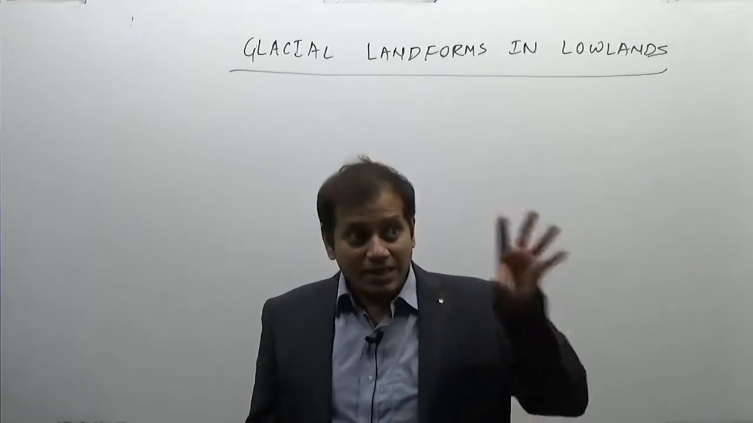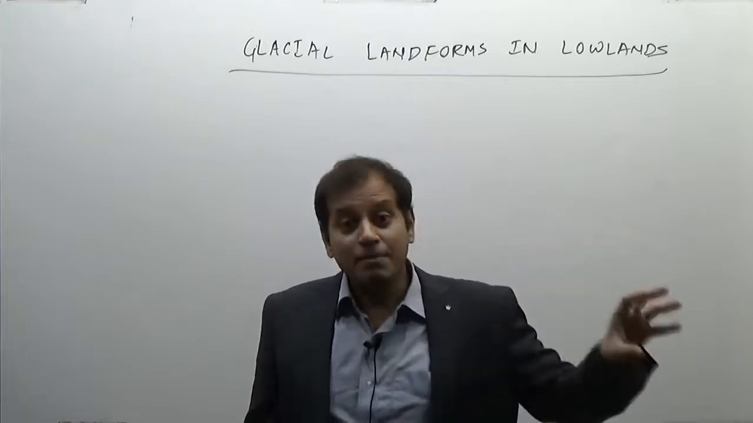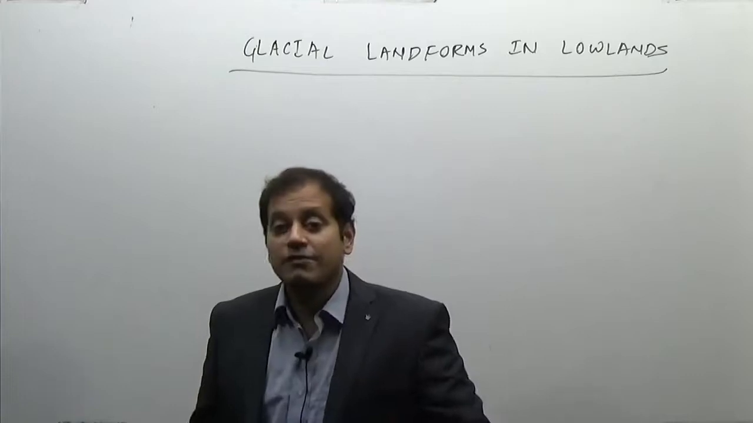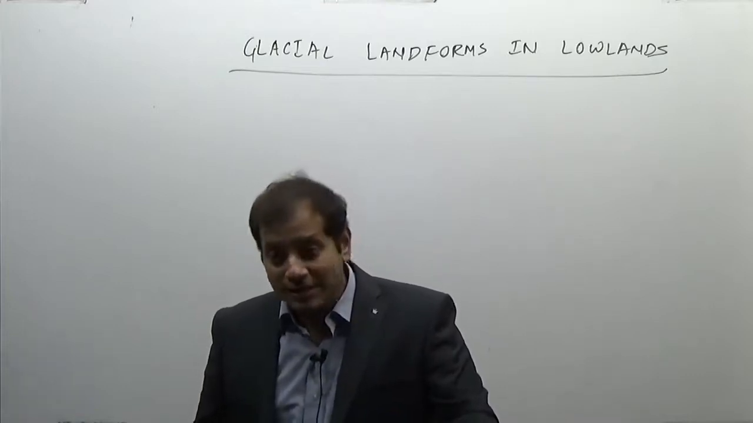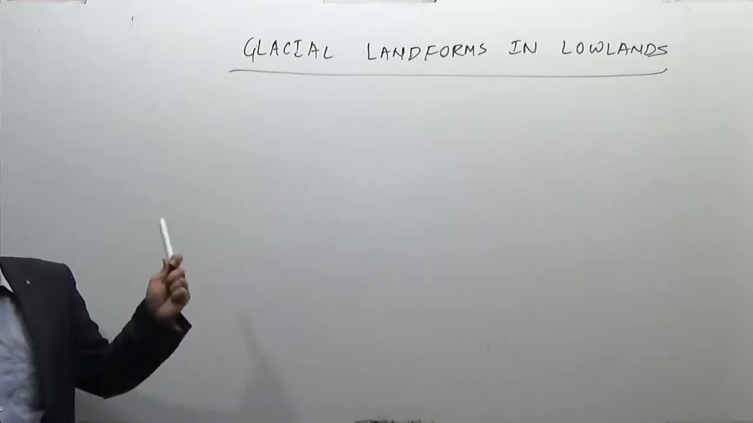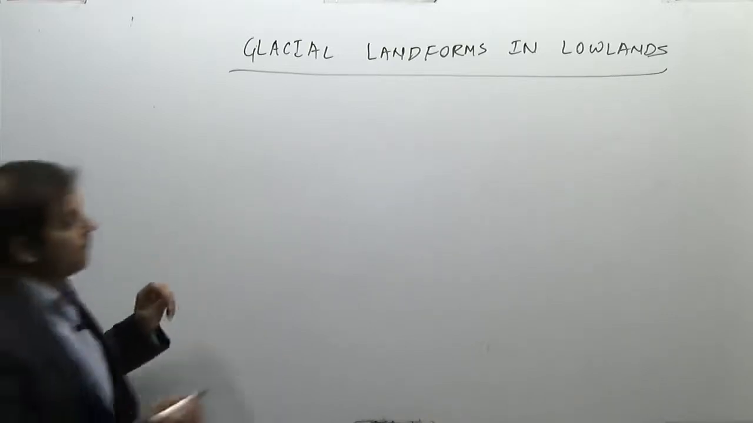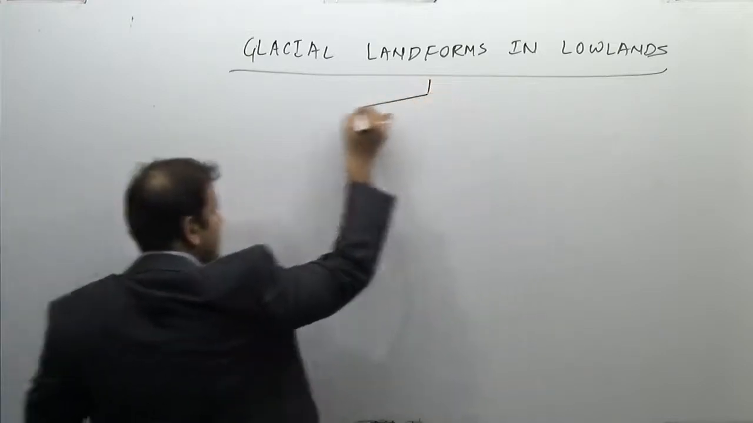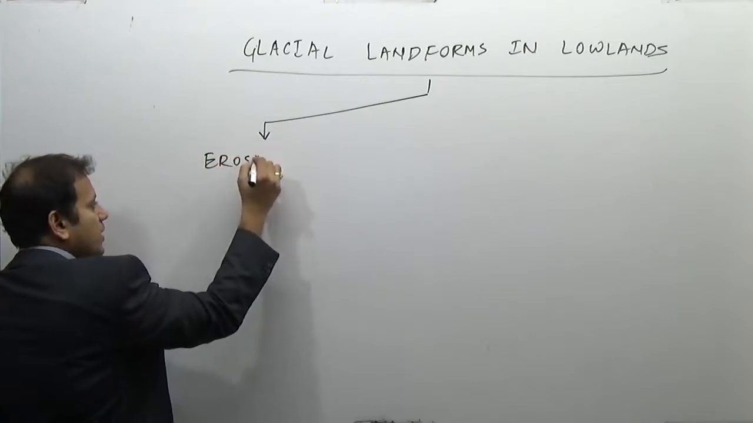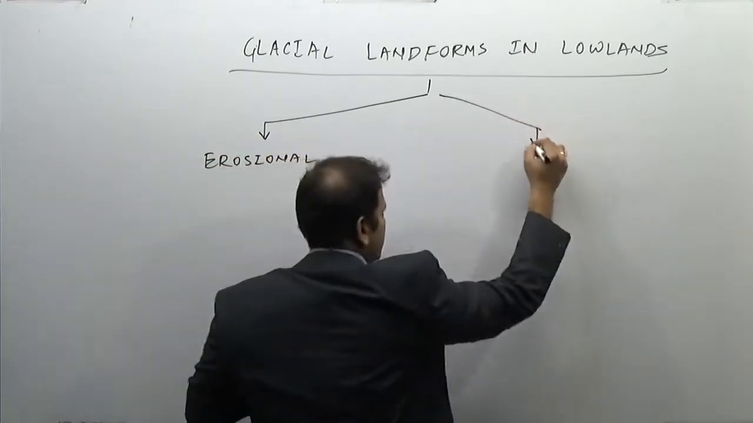The glacial landforms lie in the low-lying region where the major work of a glacier is deposition, but there are two kinds of landforms which are not depositional landforms. So here we will divide the landforms of glaciated lowlands into two types, that is erosional and depositional.